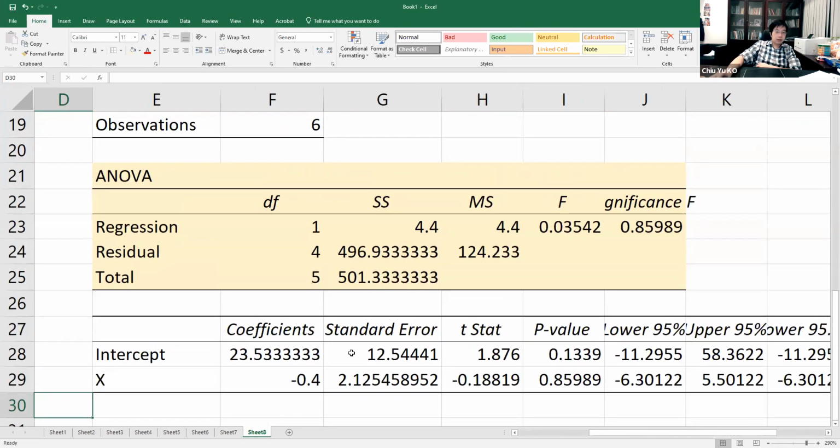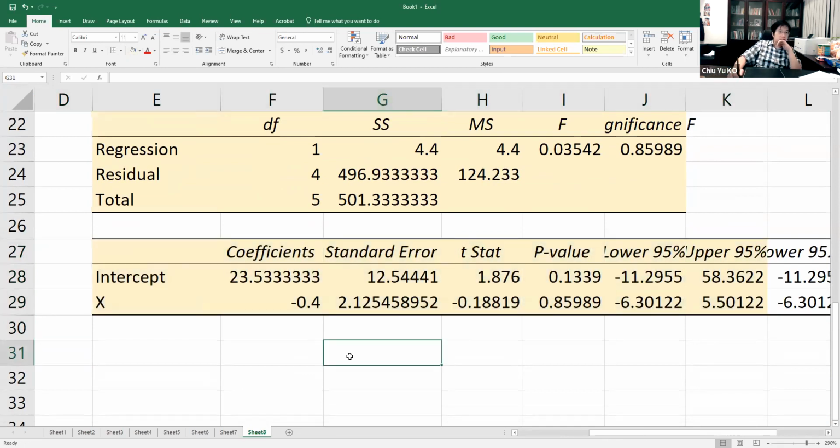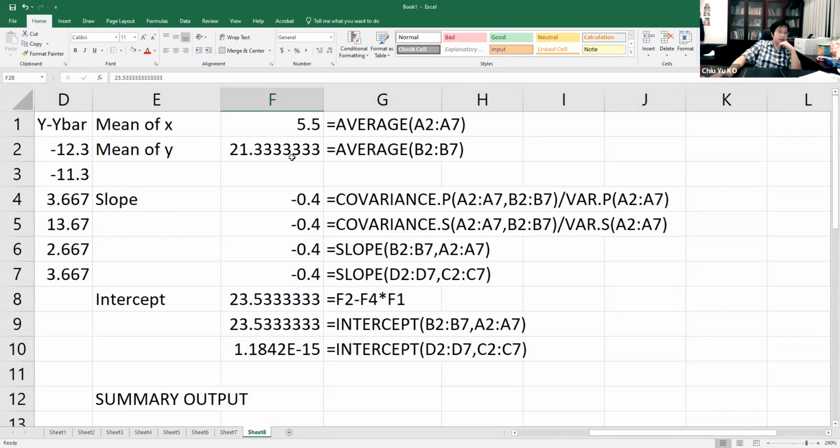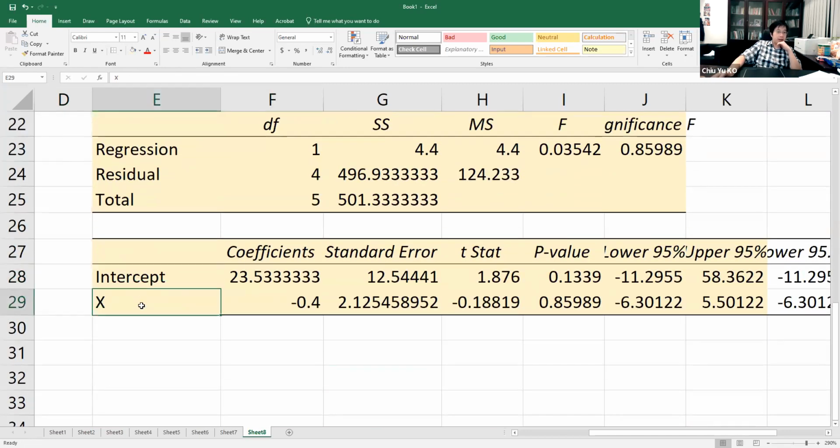Okay, so which is this one. So you can easily see the coefficients -0.4 and 23.55 are exactly what we find here. Sorry, it's this number and this number, right? So these are the slope and intercept. It's exactly the coefficient, intercept, and slope.